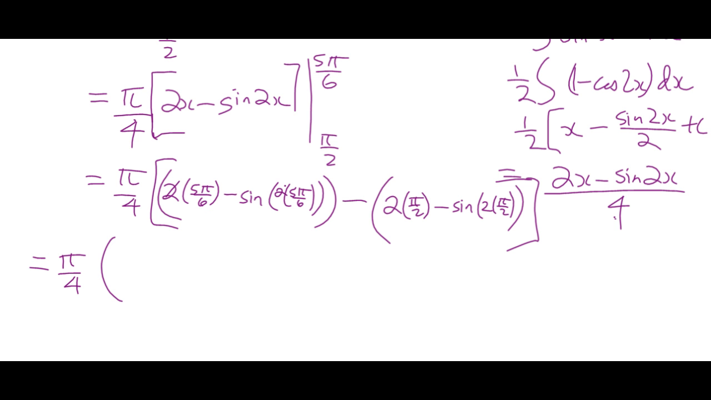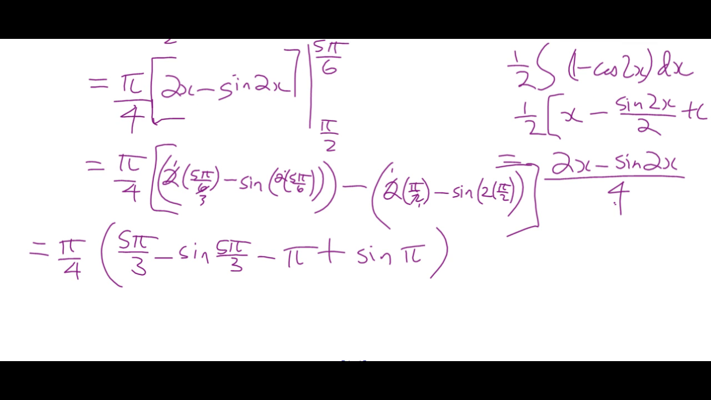Okay, so 2 goes into 6 3 times, so we get 5 pi over 3 minus the sine of 5 pi over 3. And we can distribute the minus through, so this will be minus pi, and this will be plus the sine of pi. All right, and then all we have to do is evaluate. Well, sine of pi is just 0. So all we have to do is get a common denominator for the 5 pi over 3 and the pi, and get the sine of 5 pi over 3.